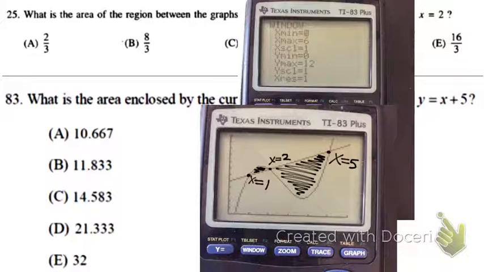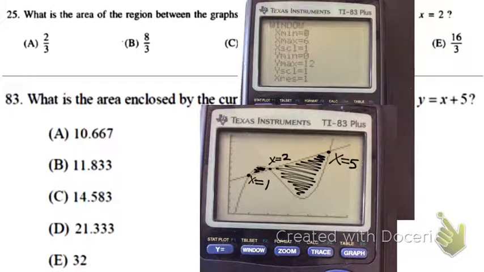Alright, so I figured them out on my calculator. I got that they were intersecting at x equals 1, x equals 2, and x equals 5. Now, in this first area, this smaller area, the first thing we have is our cubic function on top and our linear function on the bottom. And in this second area, we have our linear function on top and our cubic function on the bottom.